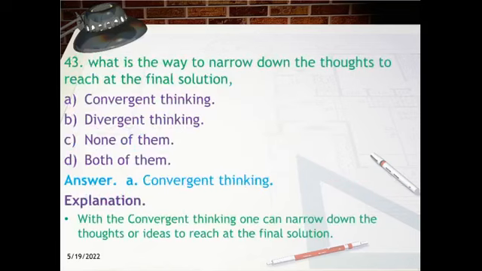43. What is the way to narrow down the thoughts to reach at the final solution? Convergent thinking. Divergent thinking. None of them. Both of them. Answer. A. Convergent thinking. Explanation. With the convergent thinking, one can narrow down the thoughts or ideas to reach at the final solution.